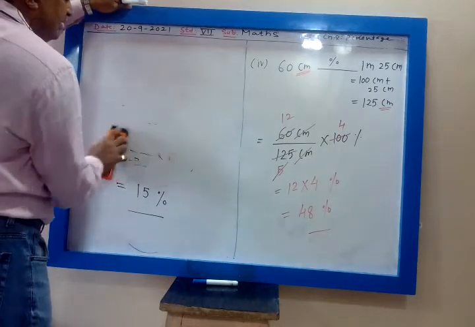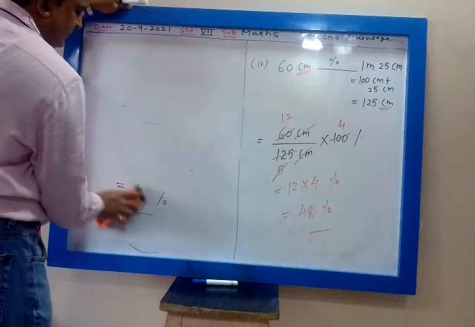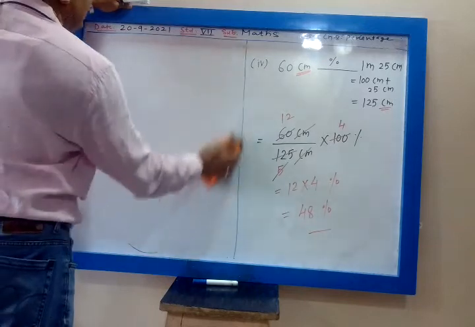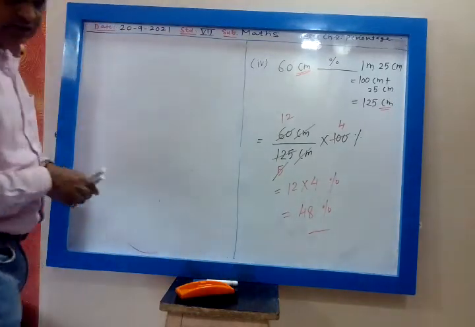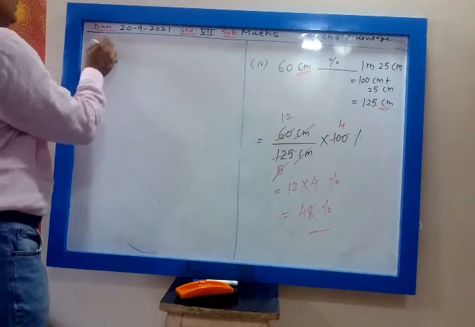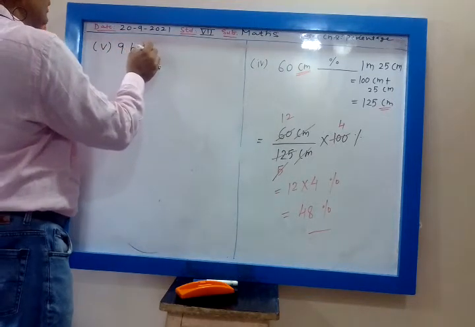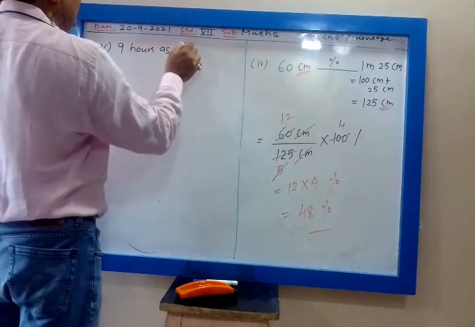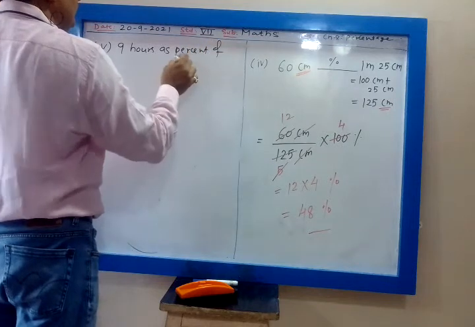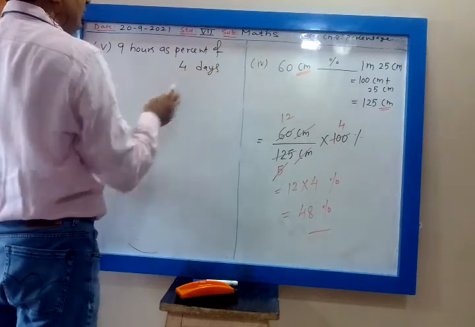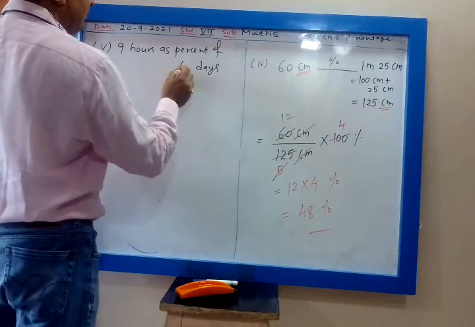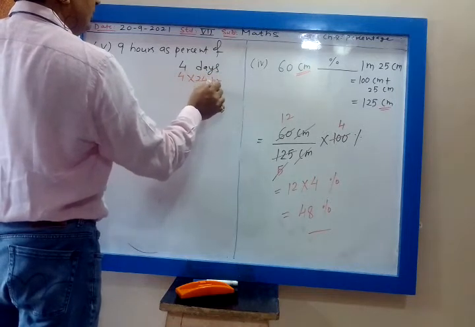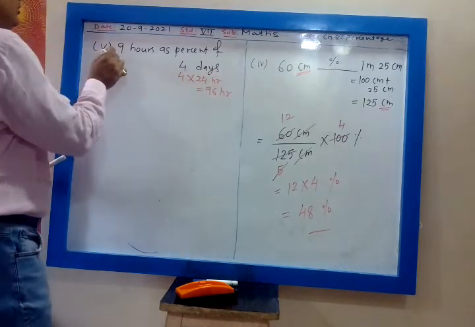1 day has how many hours? 24. So 4 days will have how many hours? Now 5th one, 9 hours as percent of 4 days. 4 days you will convert into hours. 4 days means 4 into 24 hours. That is 96 hours. Okay. Then the further part will be homework.